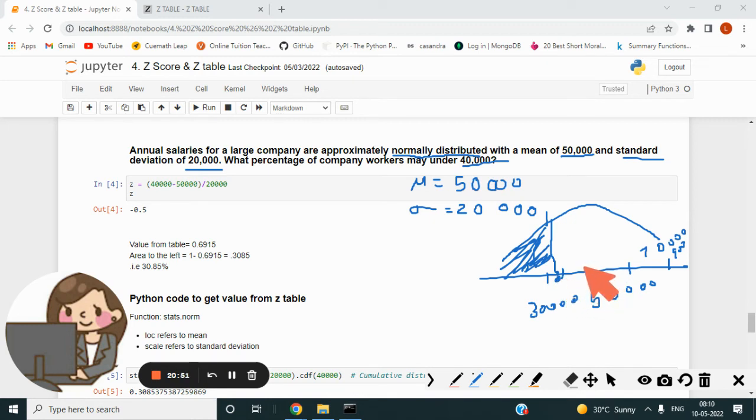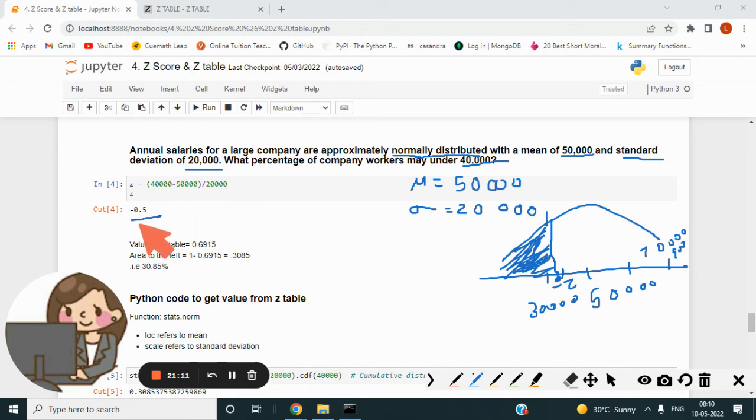Since it is to the left side of the mean, it will be a negative z score. So you will have to look up the negative z table, and then you will get the area towards this. That means that much of the company workers will be under 40,000. So that is what is being done over here.